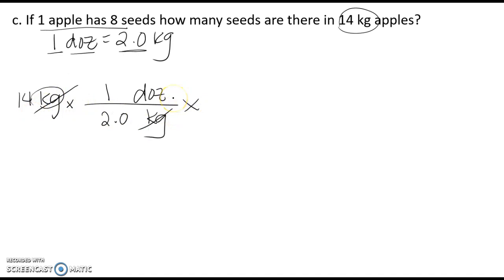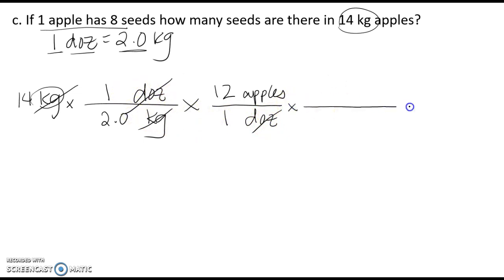So now I have dozens, so I'm not done because I need to get to seeds. So in the next step, again, whatever's on top should come down. So dozens goes here. Then I ask myself, okay, what would be useful to get to from dozens? Well, I know that one apple has 8 seeds, so if I can get from dozens to apples first, then I can use that conversion. And this is a conversion that you should easily know, right? 1 dozen is always 12 apples. Again, we're not talking about baker's dozens here, just regular dozens. Cross out the dozens because they cancel. One's on the top, one's on the bottom.